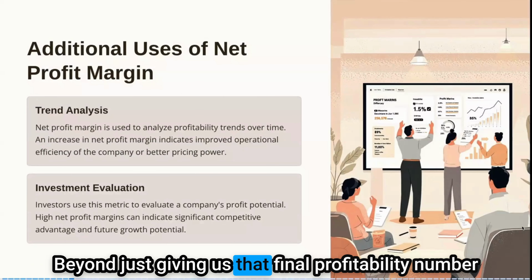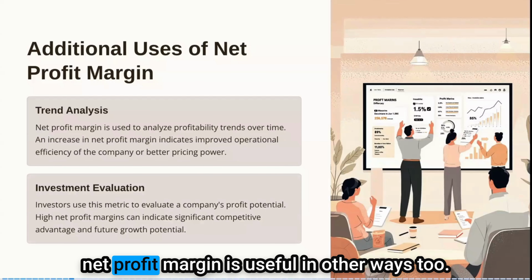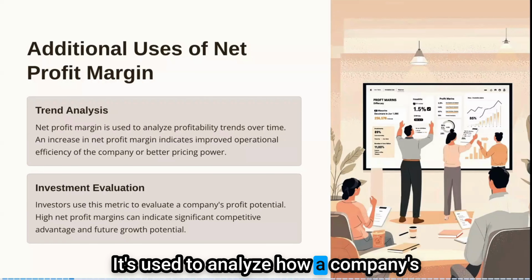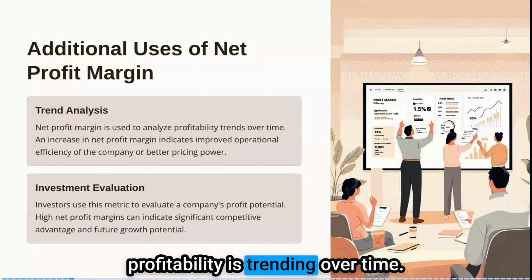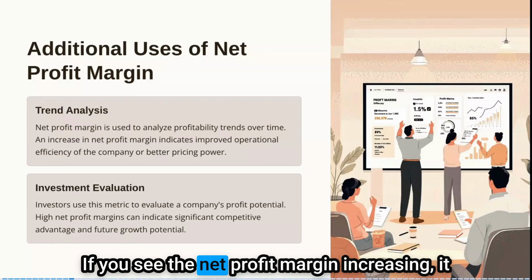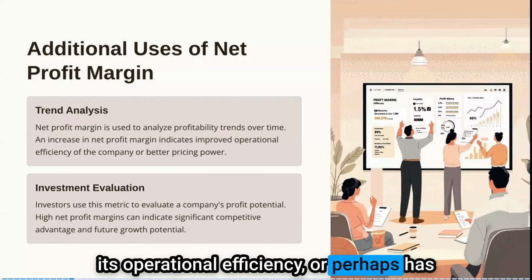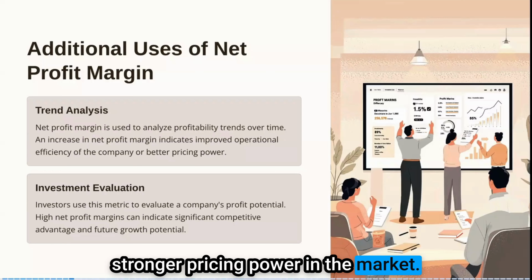Beyond just giving us that final profitability number, net profit margin is useful in other ways too. Trend analysis. It's used to analyze how a company's profitability is trending over time. If you see the net profit margin increasing, it often indicates that the company is improving its operational efficiency or perhaps has stronger pricing power in the market.